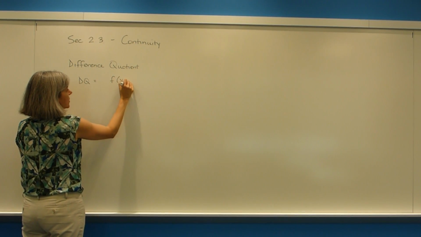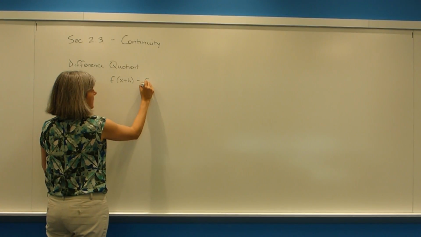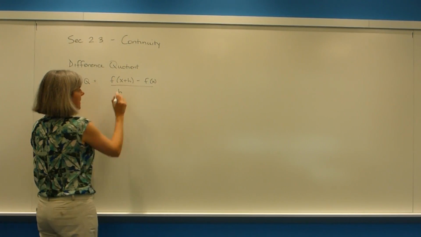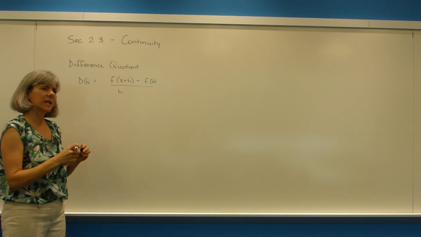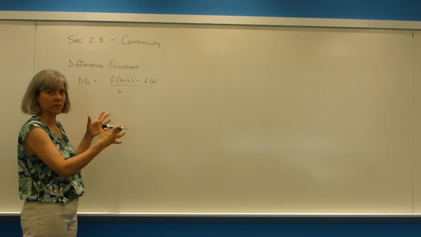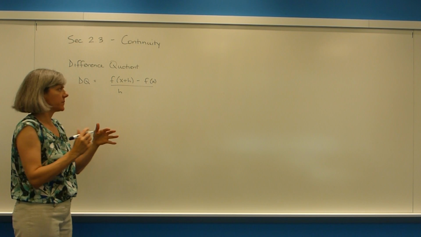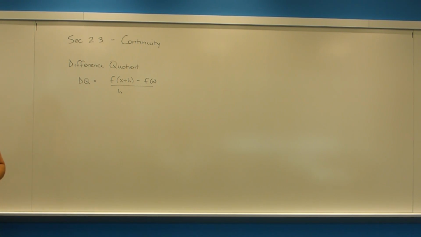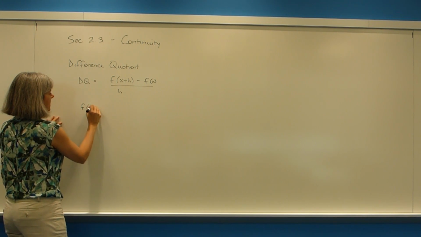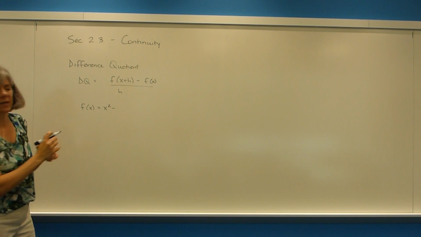It is the function evaluated at x plus h minus the function evaluated just at x, the way it's normally written, all divided by h. And we'll get into that in class why we're doing this, but for now I just want to make sure that you can form this fraction. So we're going to look at it in multiple steps. So let's start with an example. f of x equals x squared minus x.